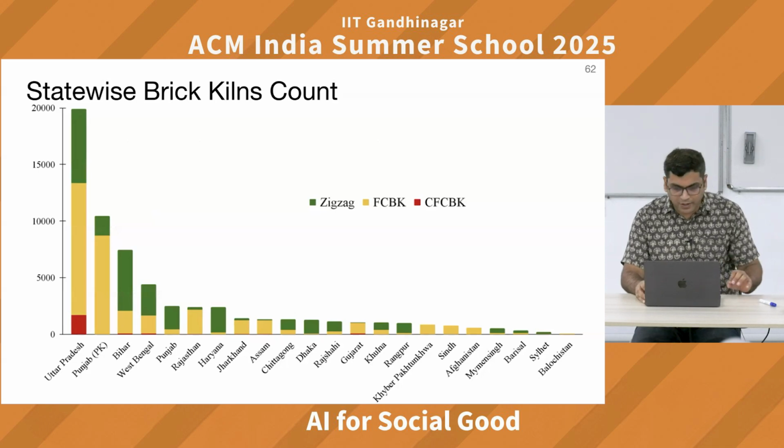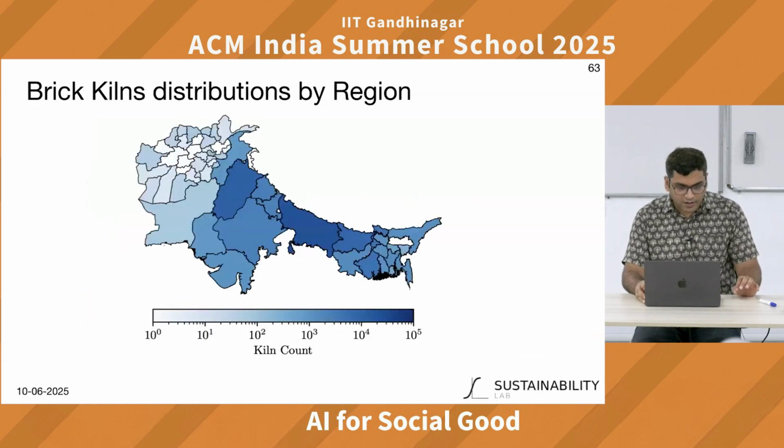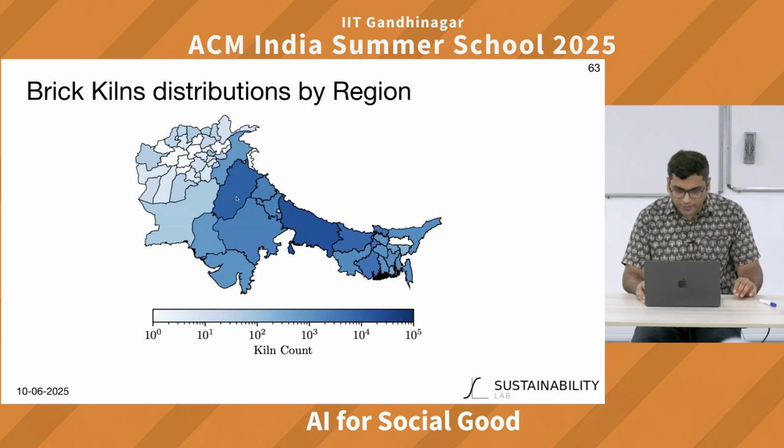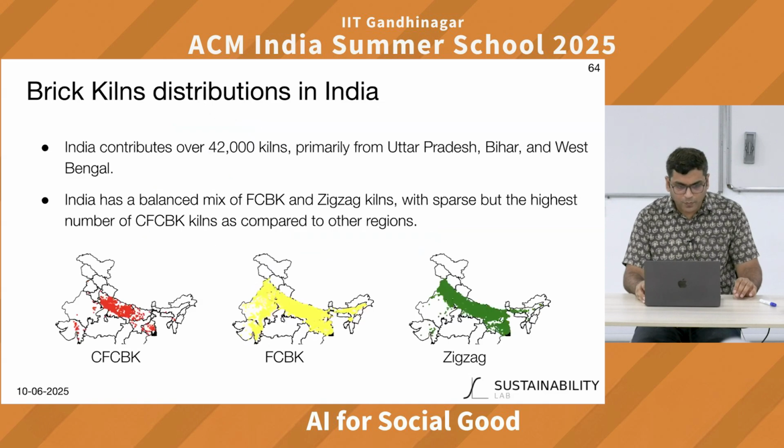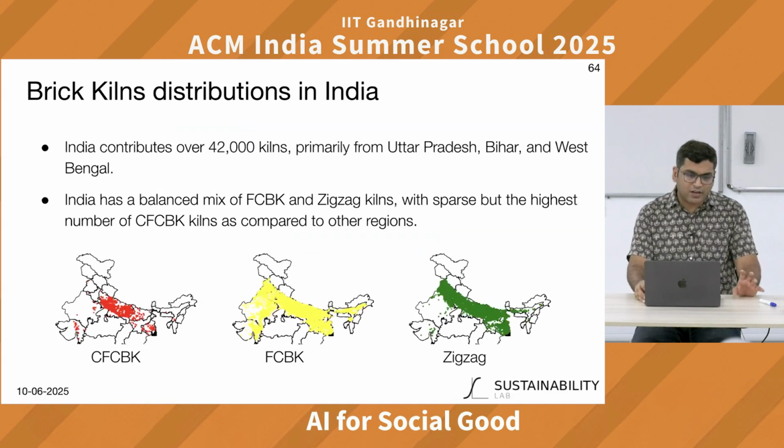And we have these different state-wise counts. I will not go into too much detail about these. This is the distribution by region, and this is on a logarithmic scale. Again, you can see that UP, and this is perhaps Pakistan, and this is perhaps the Punjab, most of this Punjab side of Pakistan, which tends to dominate. So when we look at India, we got about 42,000 kilns, primarily UP, Bihar, West Bengal, and the number of CFCBK is also larger in India.